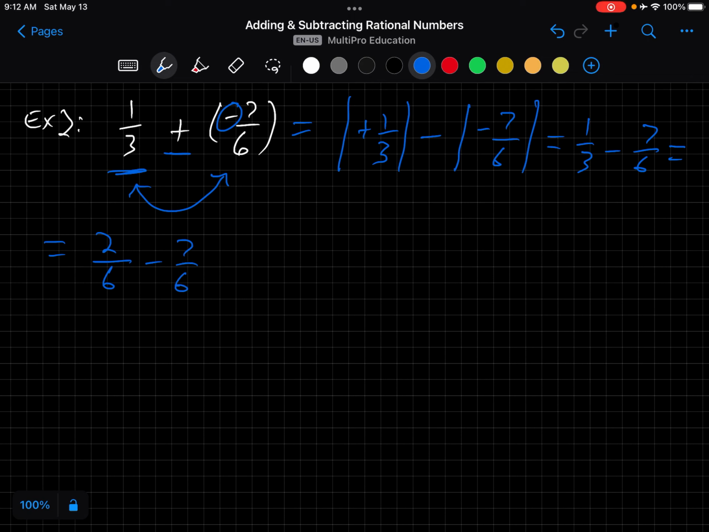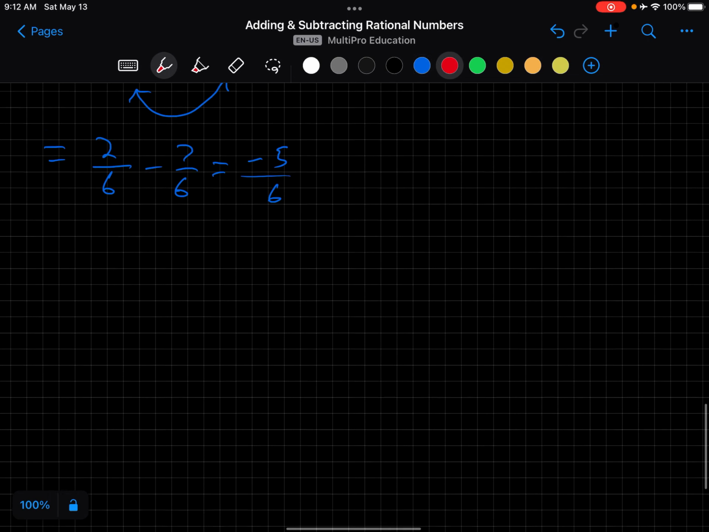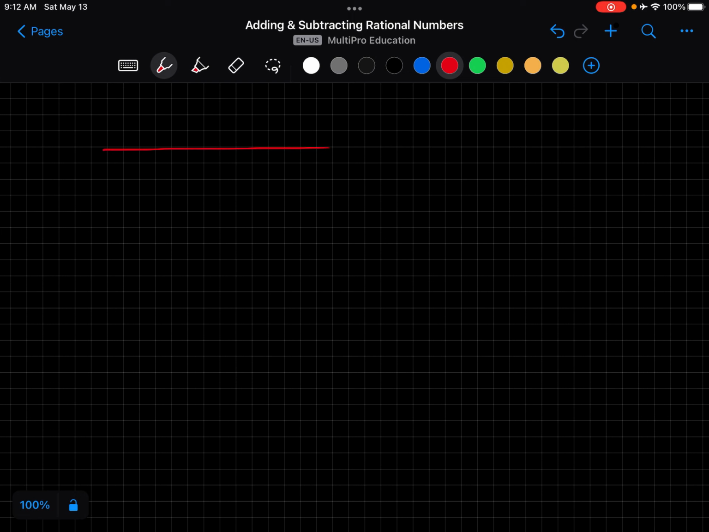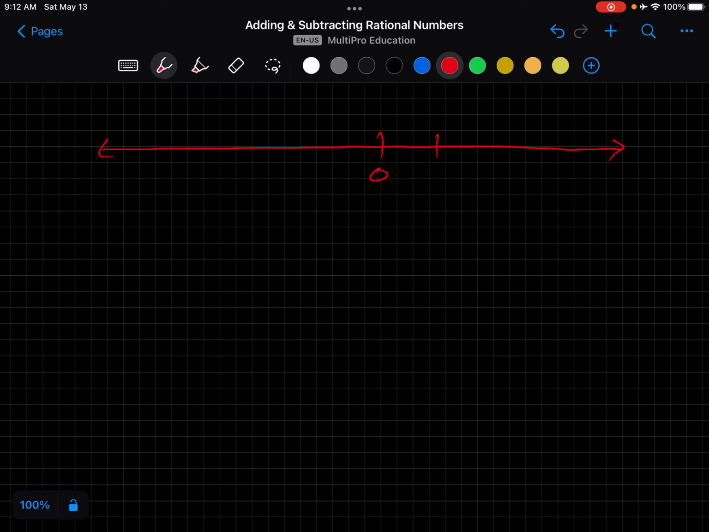We need to get the same denominator. So 1/3 is equal to 2/6. And then 2 minus 7 is minus 5/6, because we keep the same denominator, right? Alright, let's talk about another topic. We say we have a number line.